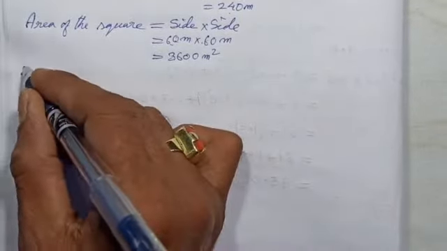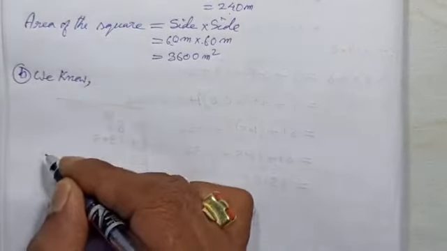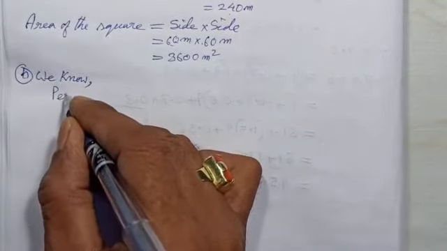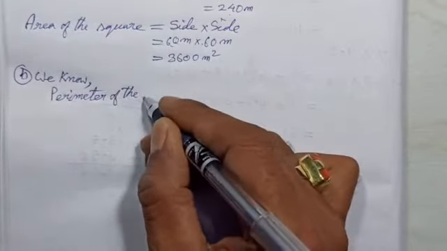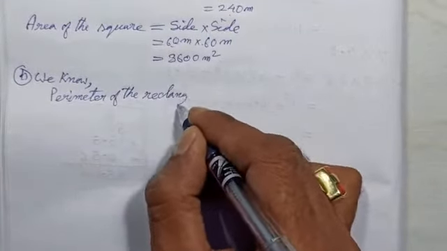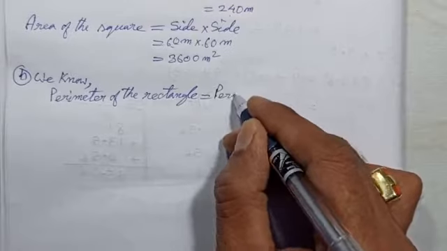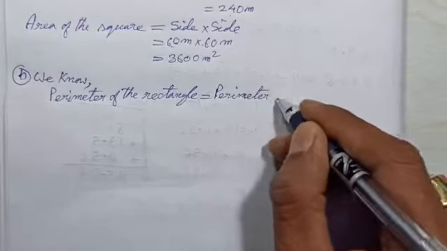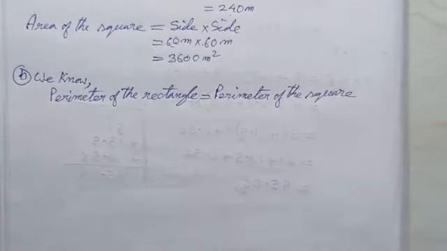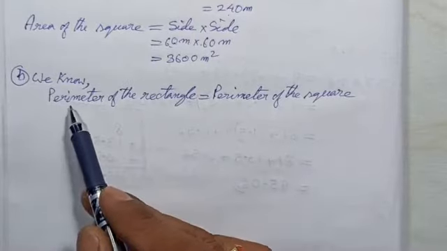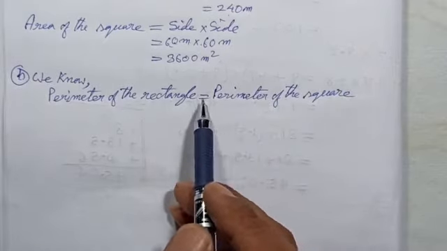Now B. We know the perimeter of the rectangle is equal to the perimeter of the square. In the question, it is given that the perimeter of the rectangle is equal to the perimeter of the square, and we are using what is given in the question.